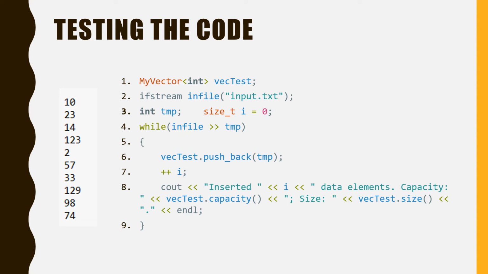Okay, let's move on and test our implementation. Here I generated an arbitrary list of numbers shown as the figure to the left of the code. And then we read in the numbers one by one. In line 8, we print the capacity and size of the array after each data insertion.